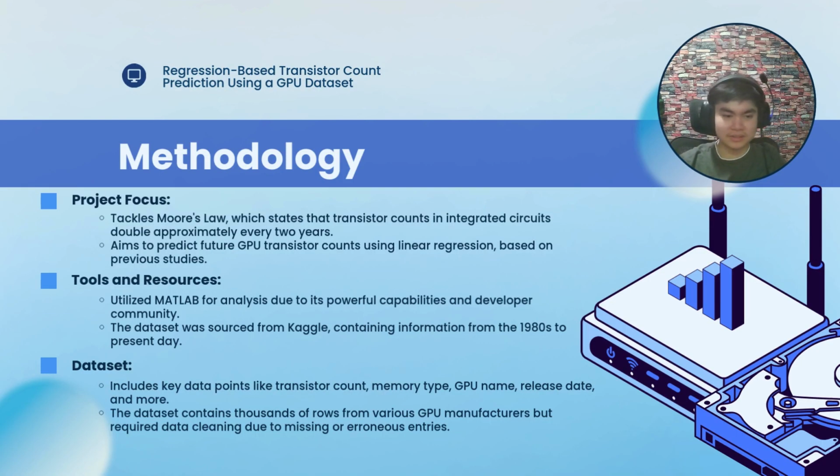Our tools and resources that were used were MATLAB for analysis due to its powerful capabilities and developer community. The dataset was also sourced from Kaggle, containing information from the 1980s to present day, and Kaggle is a data science community website. The dataset we used includes key data points like transistor count, memory type, GPU name, and release date. The dataset contains thousands of rows from various GPU manufacturers like Intel, AMD, and many more, from the 80s and 90s, that require data cleaning due to some of them having missing or erroneous entries.